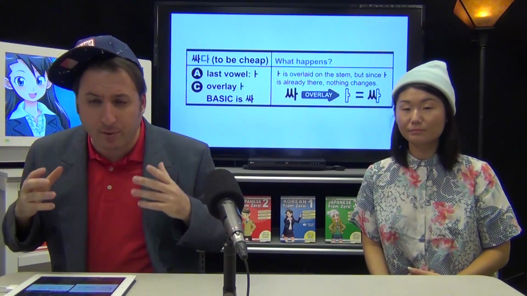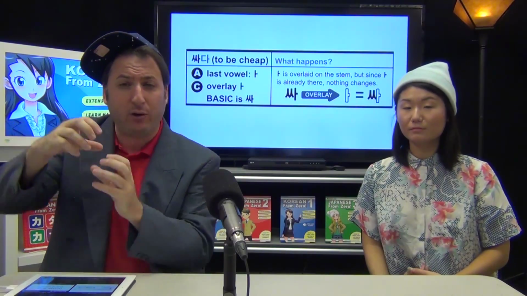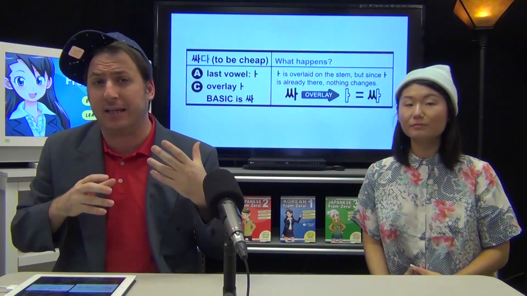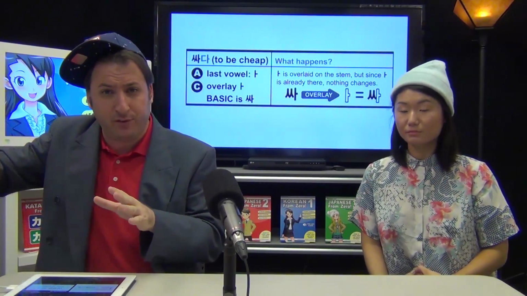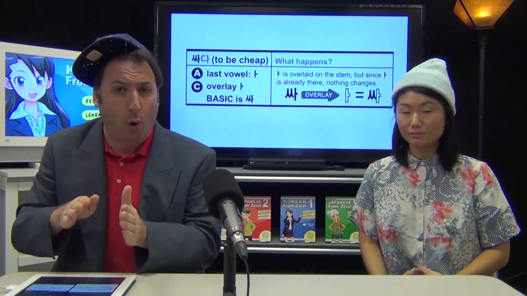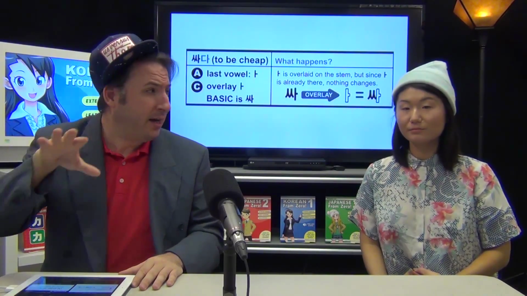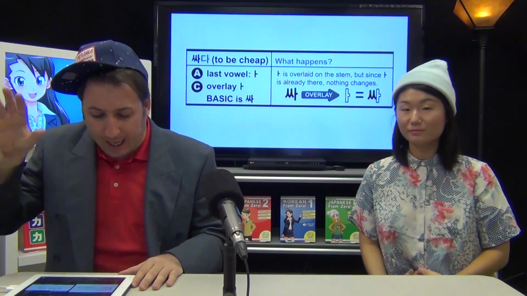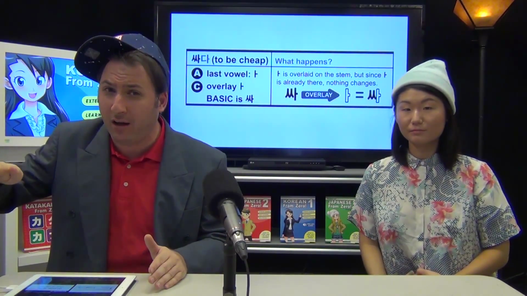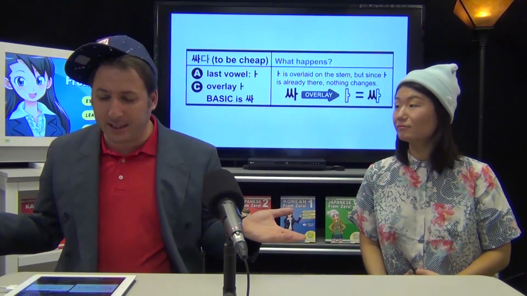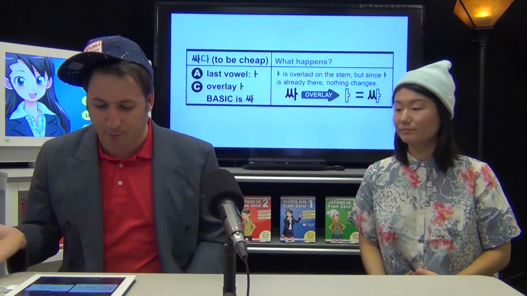Rule number 2 is, by the way, in the basic form, you always have to know what the final vowel is. And here the final vowel is a. Today we're strictly talking about verbs whose final vowel, with the da removed, is a or o. So sa, sada, without the da, ends with a. The vowel is a. And you have to overlay this on top of it. That's the rule. Overlay a. But it's the same thing. So nothing changes, right? So sa literally becomes 싸. Nothing changes.